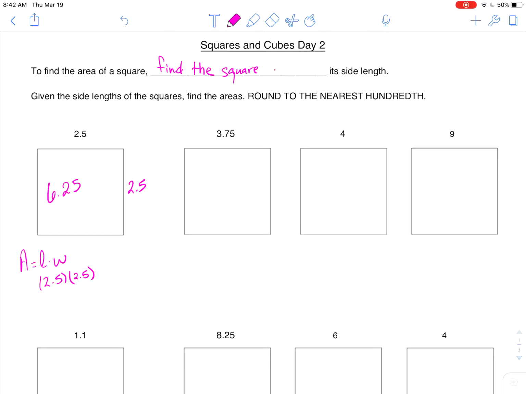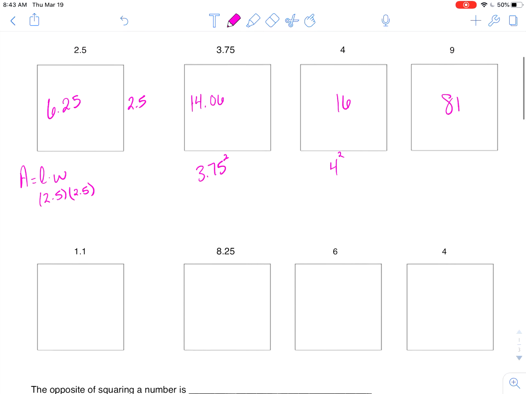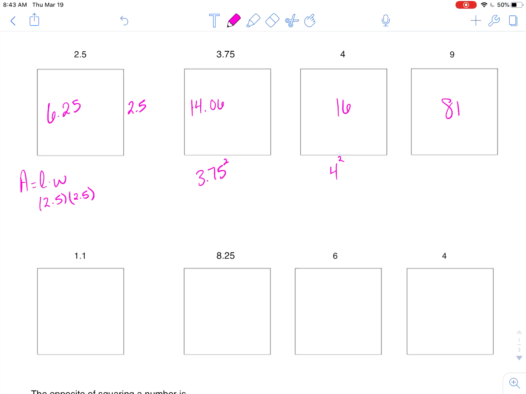14.0625. But I'm going to ask you guys to always round to the hundredths, which is just 2 decimal places. And 2 doesn't round up, 2 would round down, so just 14.06. Now 4, here we just got 4 squared, or 4 times 4 is 16. And 9 squared, or 9 times 9 is 81. So why don't you guys try these bottom 4 squares. Yep, try these last 4 here, pause the video, and then see how it went.